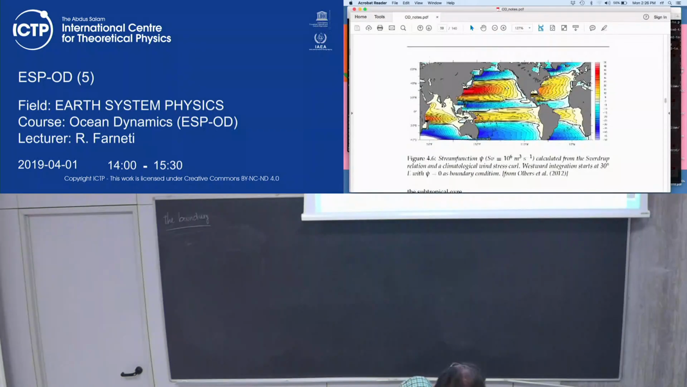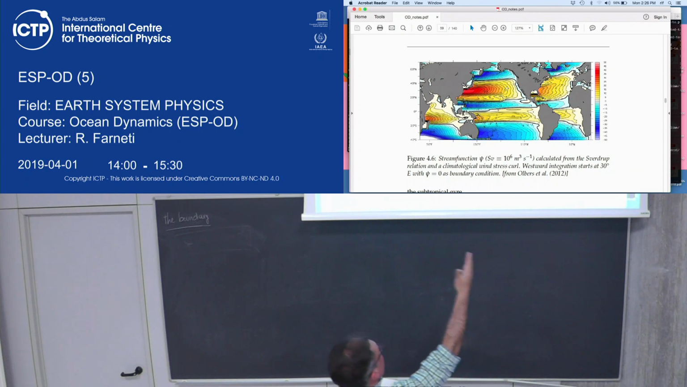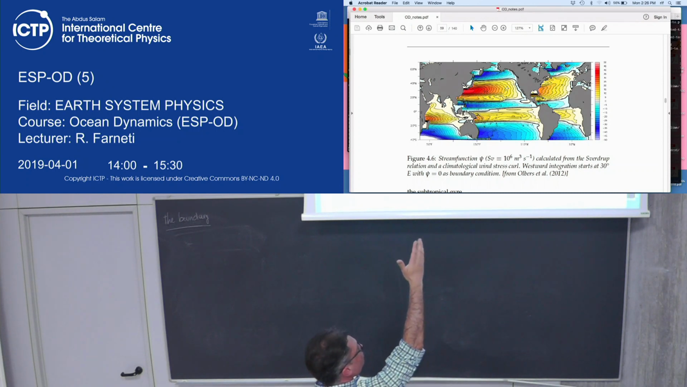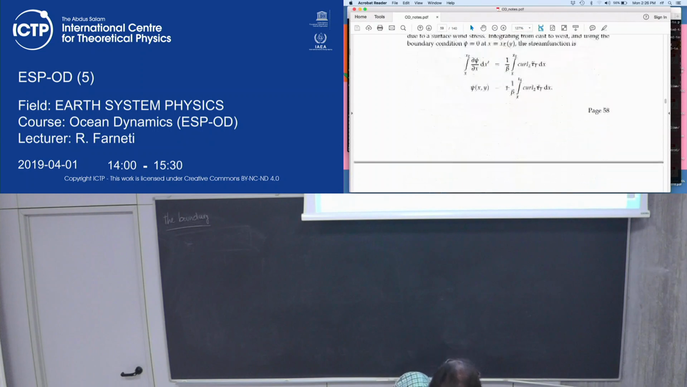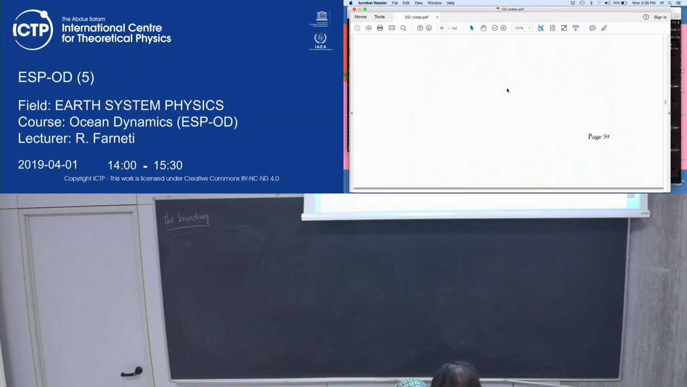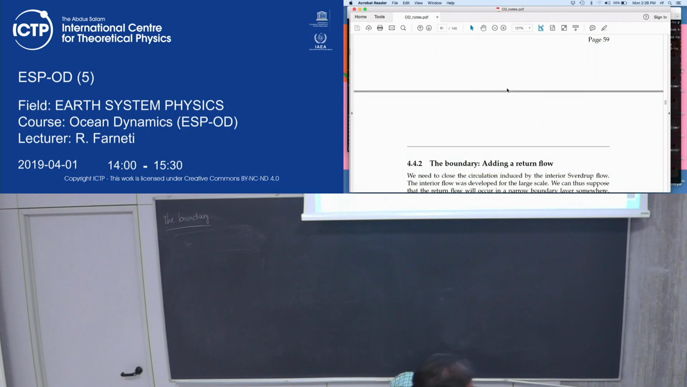In this choice, we've set the stream function to be zero at the east and then integrating towards the west. So in this case, you would imagine that a boundary layer would be on the west. But we could have chosen the stream function to be equal to zero on the west and start integrating towards the east. This is just a choice. So there must be a boundary layer somewhere on the east or on the west. And we'll see what is the only physical solution, which you know already.